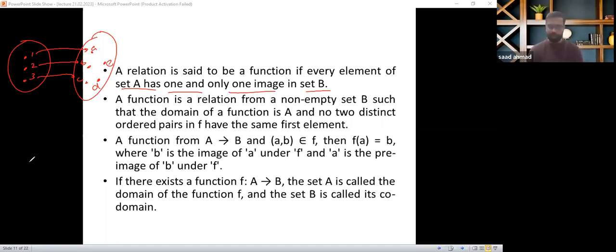Let's say I have made a machine. Whenever I press 1, the answer I get is A. When I press 2, the answer is B. Whenever I press 3, the answer is C. So it's a well defined rule. I have a rule. Whenever I press 3, I will get C.